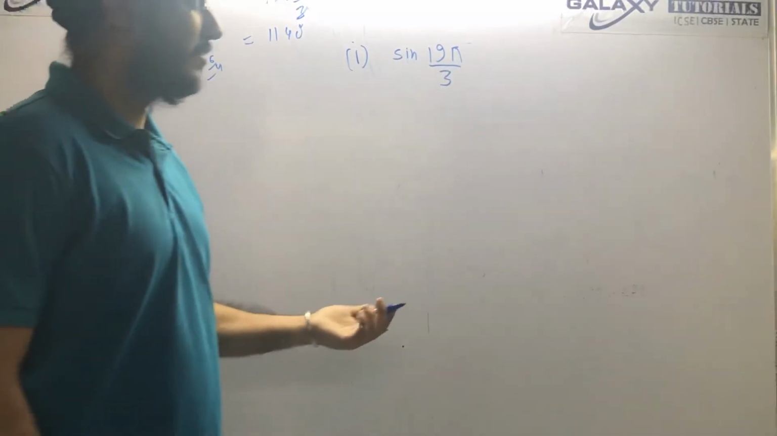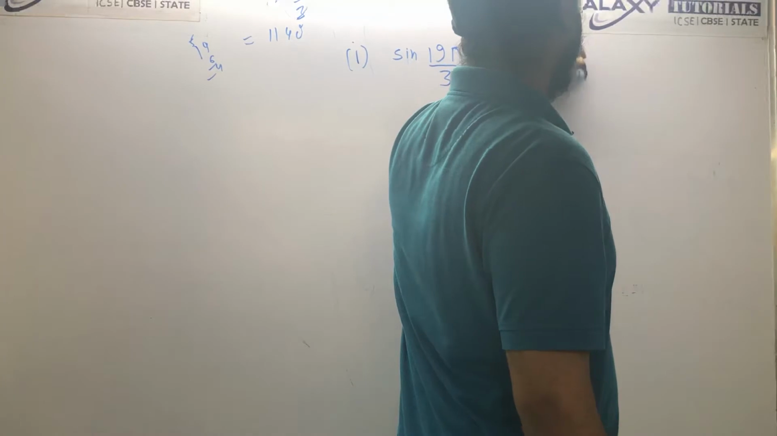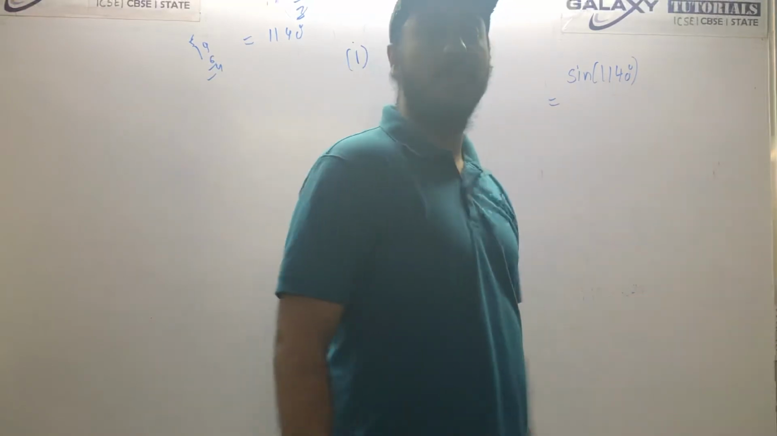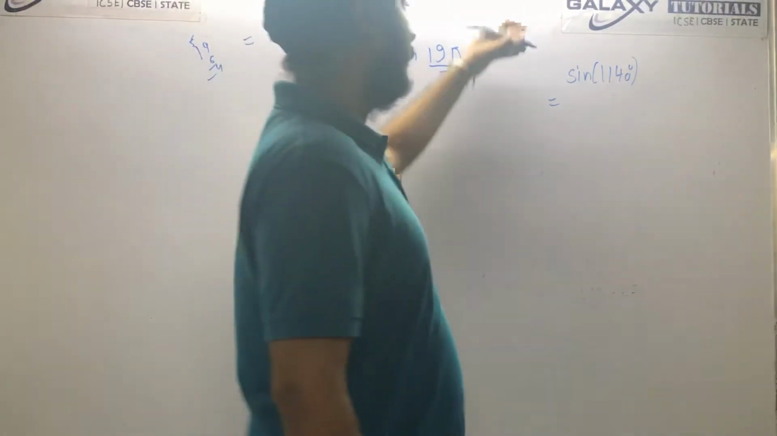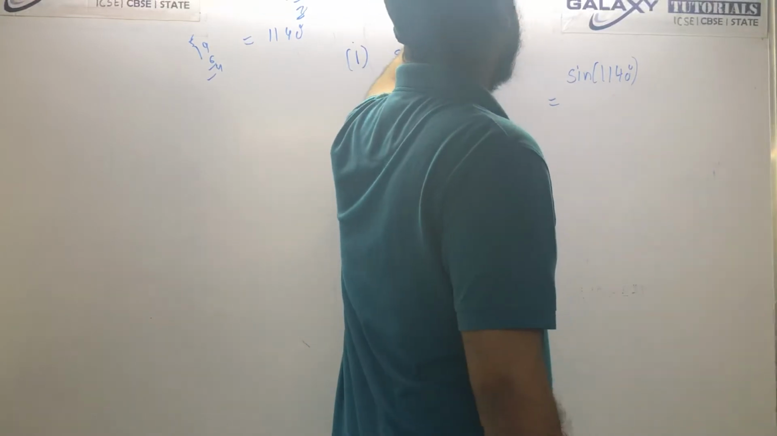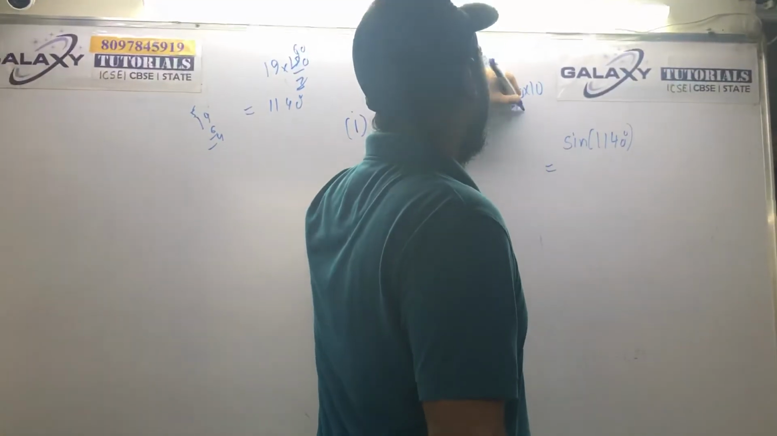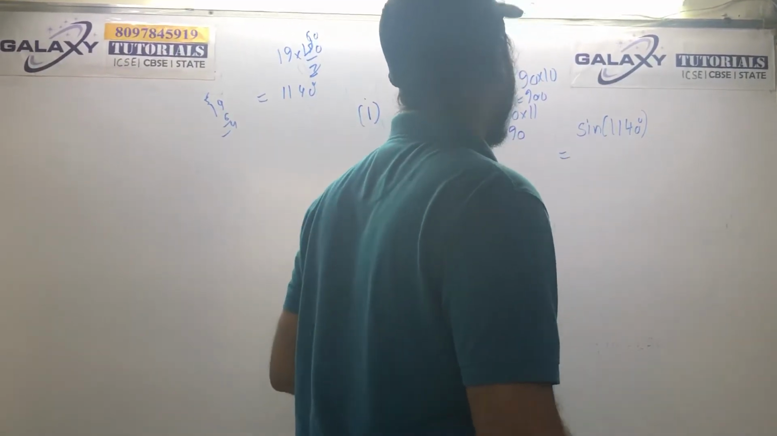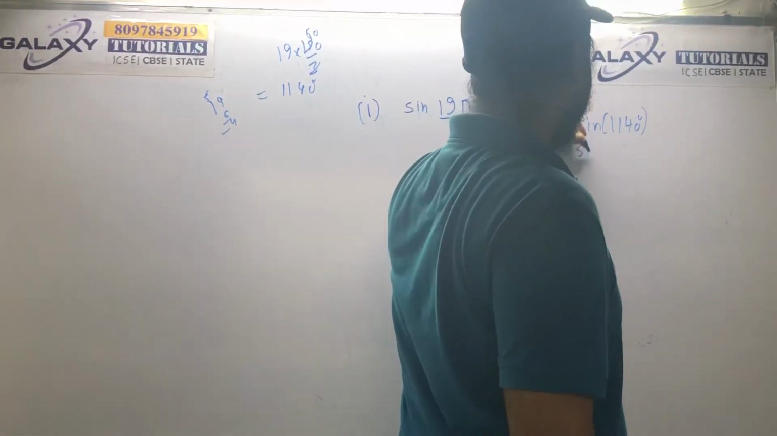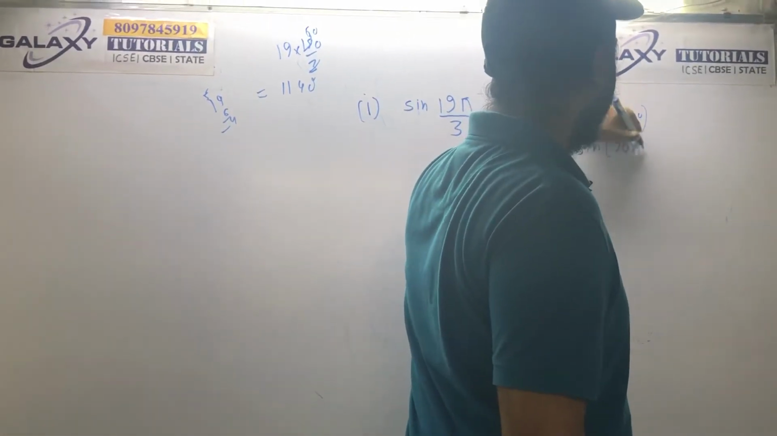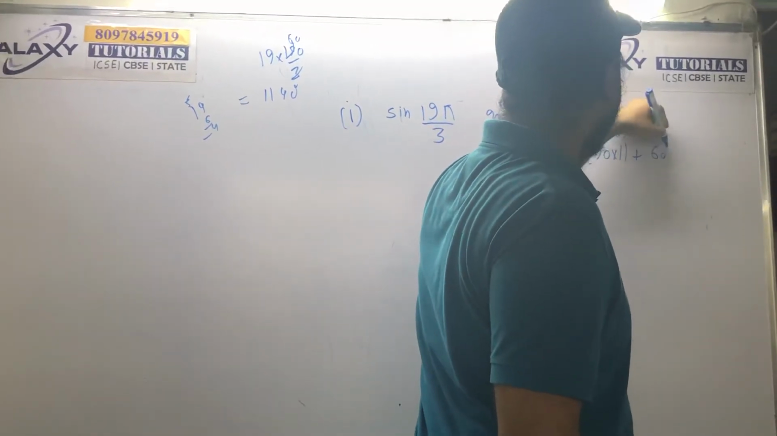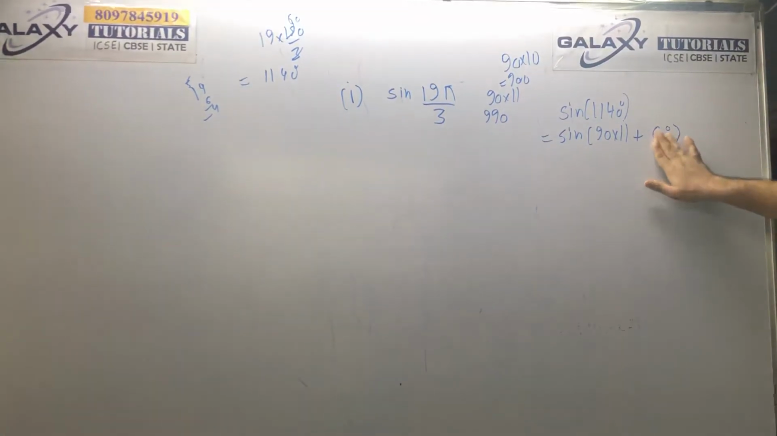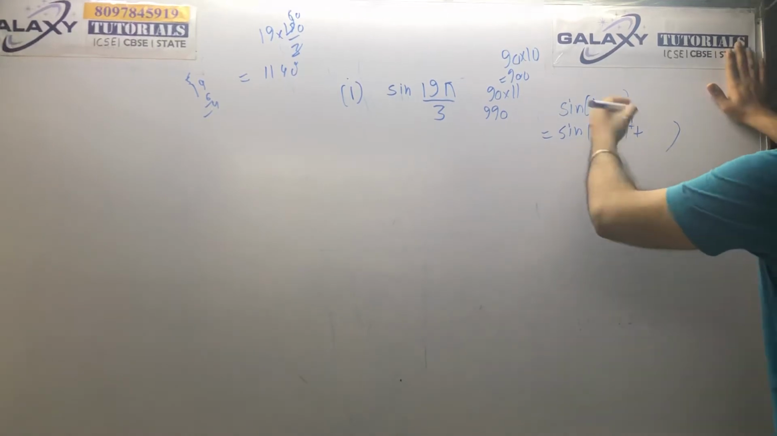You can do it the conventional way I have shown you. You can write sine 1140 degrees. Then you can see which number is the multiple of 1140. You can write it in multiples of 90. So 90 into 10 is 900, 90 into 11 is 990. So you can write it like this: sine of 90 into 11 plus 60 degrees. Actually, it is 150 degrees.